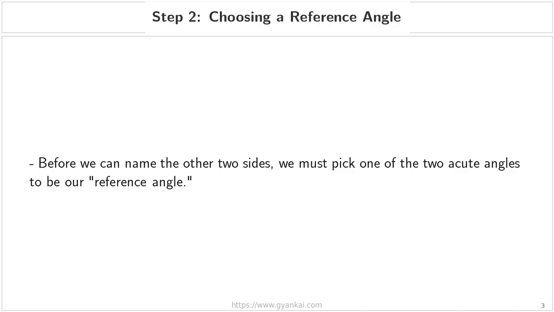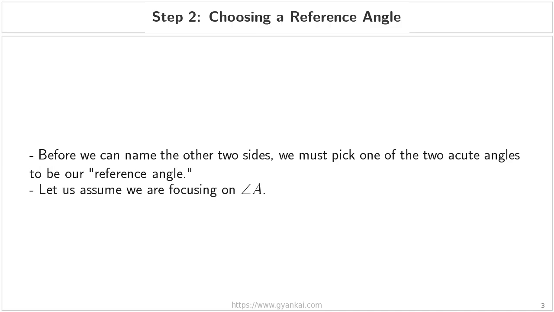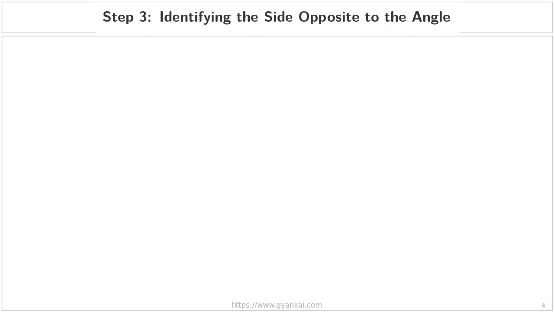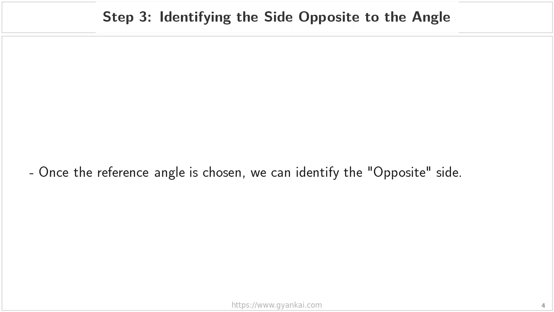Think of this as choosing our point of view. For the sake of this demonstration, let us assume we are focusing our attention on angle A. Once we have fixed our eyes on angle A, the identities of the remaining sides will be determined based on that specific position. Step 3. Identifying the side opposite to the angle. Now that we have moved on from identifying the hypotenuse and have successfully picked our reference angle, let's stick with angle A for this discussion. We can move on to step 3.